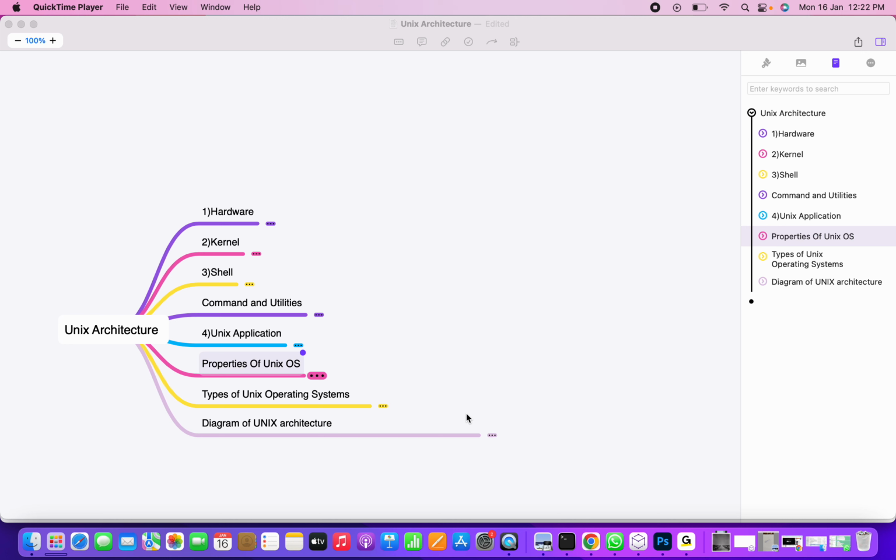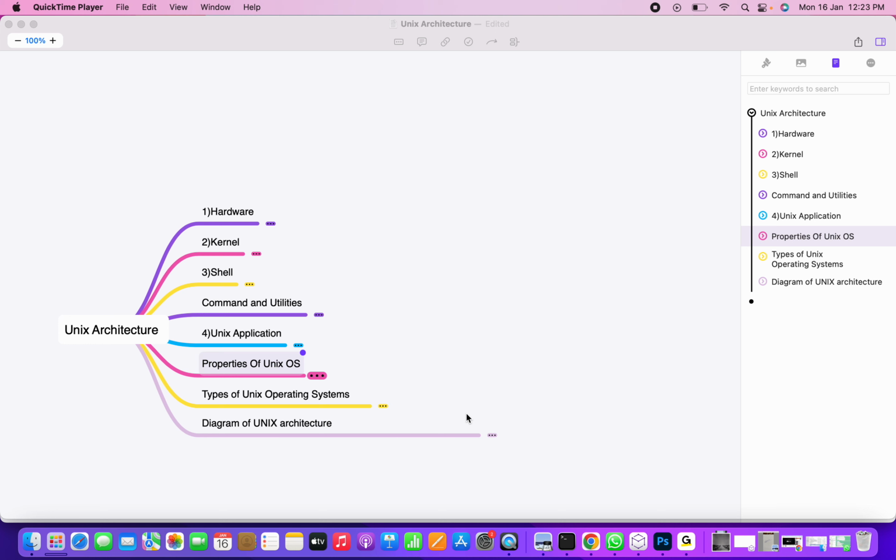Today we are going to start with Unix architecture. In these sessions we are going to learn about the components of Unix architecture. The first is hardware, second is kernel, then shell, the command line, and utilities that are present in the Unix application. Then we're going to see the properties of the Unix operating system, or the types of operating system we have, and of course, the general diagram of Unix architecture to understand its components.